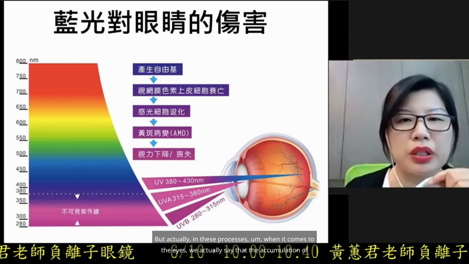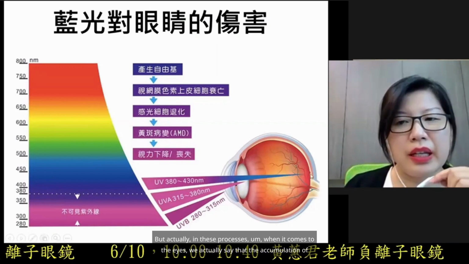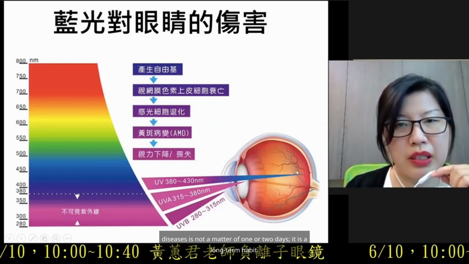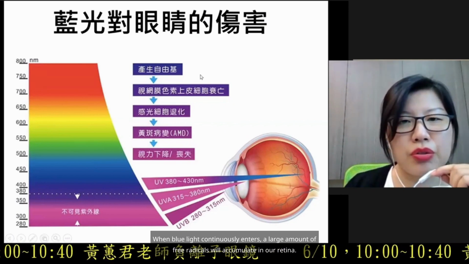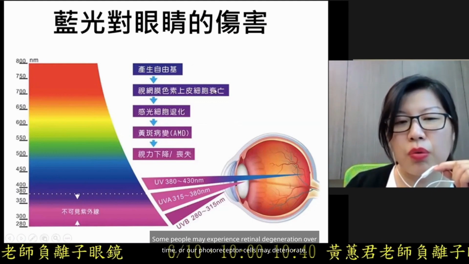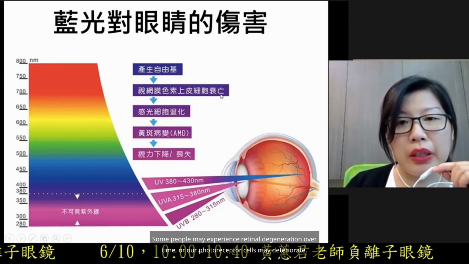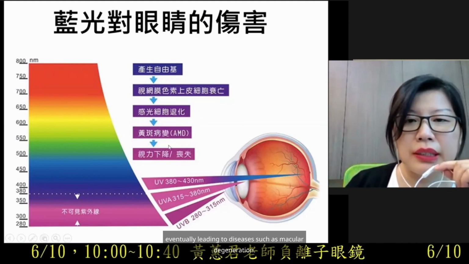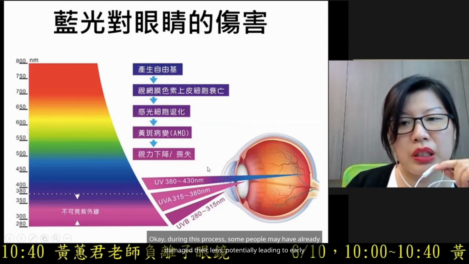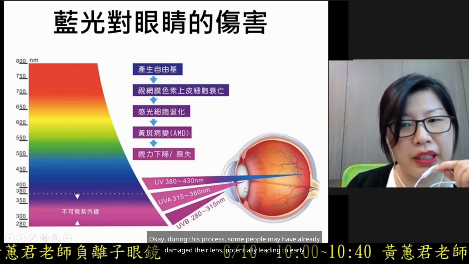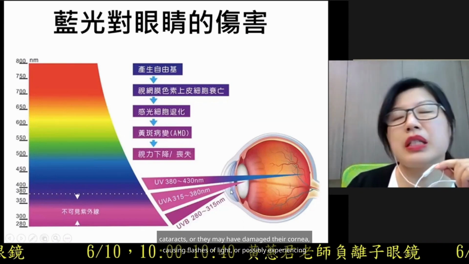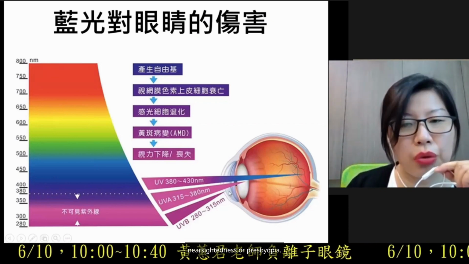But actually, in these processes, when it comes to the eyes, we say that the accumulation of diseases is not a matter of 1 or 2 days. It is a long-term habit. When blue light continuously enters, a large amount of free radicals will accumulate in our retina. Some people may experience retinal degeneration over time, or our photoreceptor cells may deteriorate, eventually leading to diseases such as macular degeneration. During this process, some people may have already damaged their lens, potentially leading to early cataracts, or they may have damaged their cornea, causing flashes of light, or possibly experiencing nearsightedness or presbyopia.